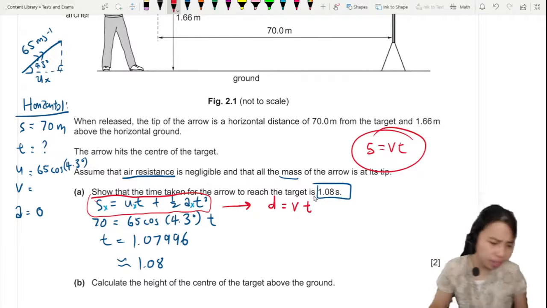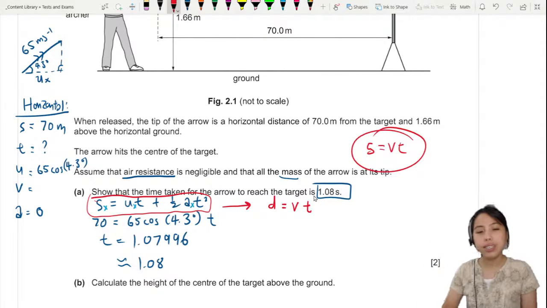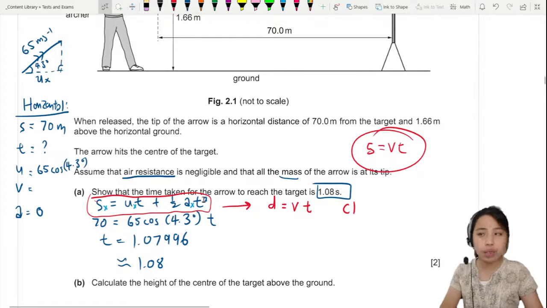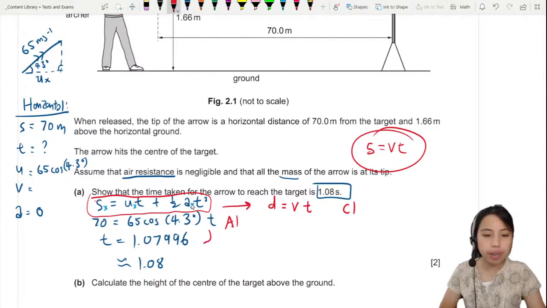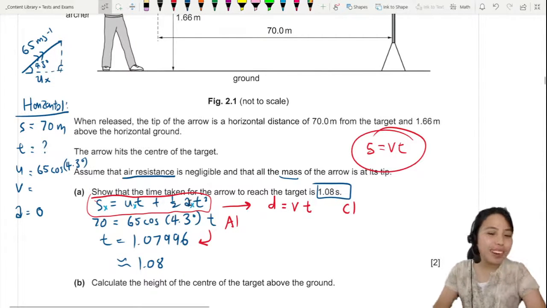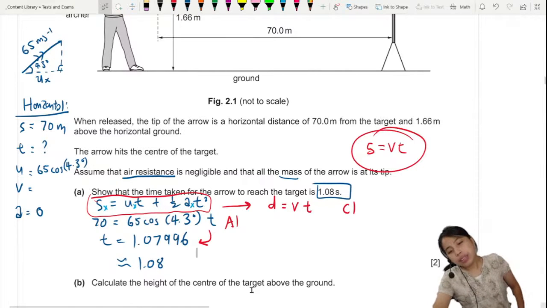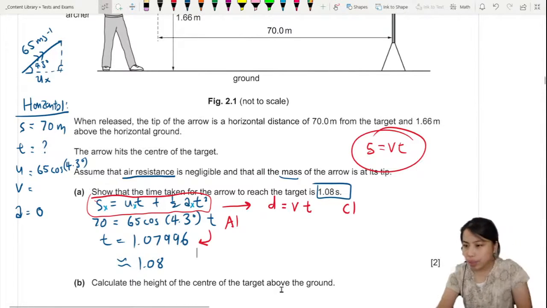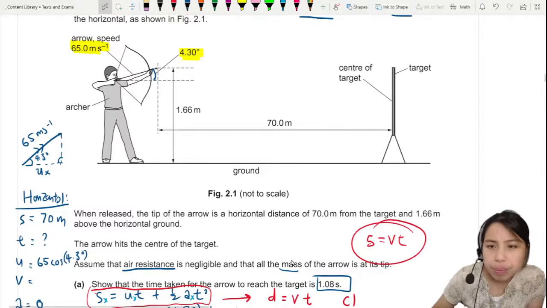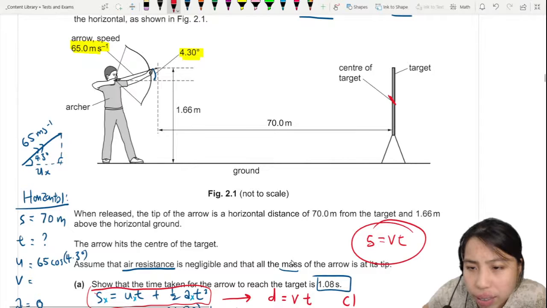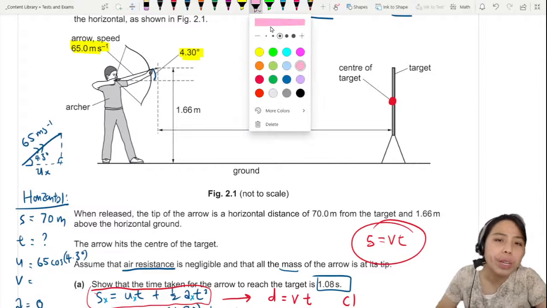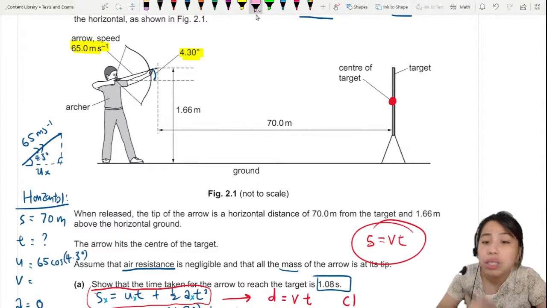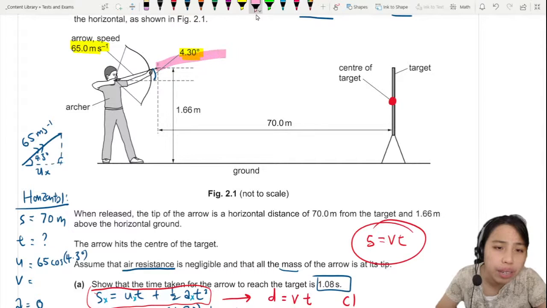Okay, 2 marks. One comes from your equation. Either version of this, d equals vt or the whole STUVA equation, it's fine. And of course, you sub in your values to get the final answer. That's A for accuracy. All right, next, calculate the height of the center of the target above the ground. So let's go back to the picture a bit. We are going to somehow hit the center of the target right here, bullseye. Nice red bullseye. That might be a bit below the initial height, because here is the height, but then it goes a little below though.